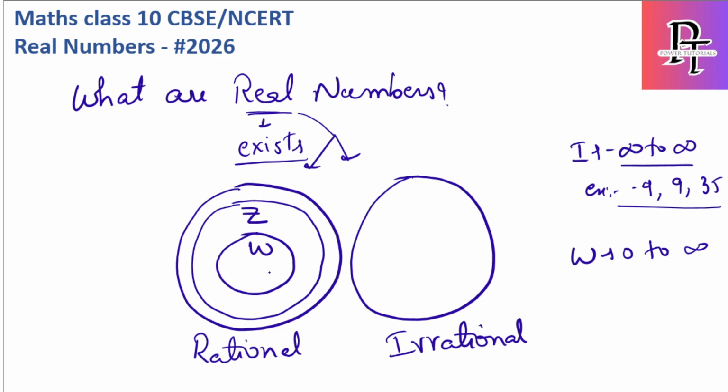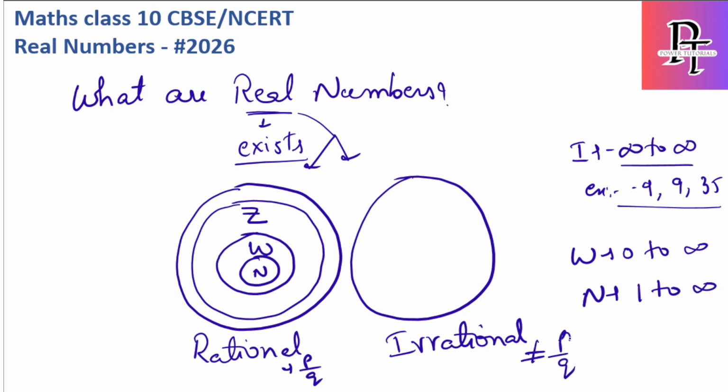Then inside we have another small subset, which is natural numbers. So what are natural numbers? Those which start from 1 to infinity. All this combined belongs to rational numbers. Whichever can be written in the form p by q, consider it rational. Which cannot be written in the form p by q is called irrational.